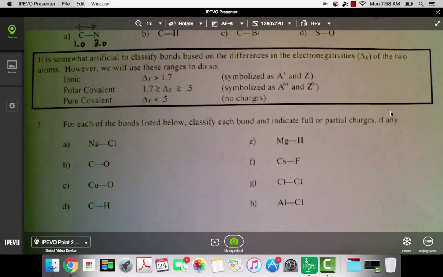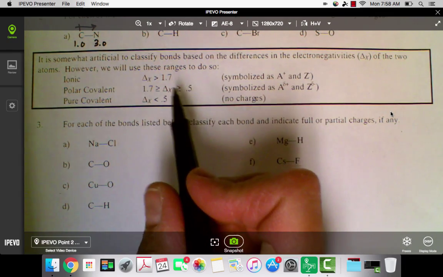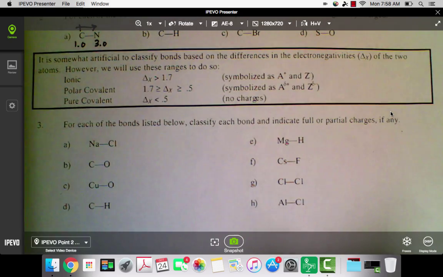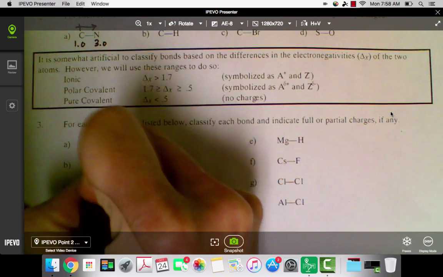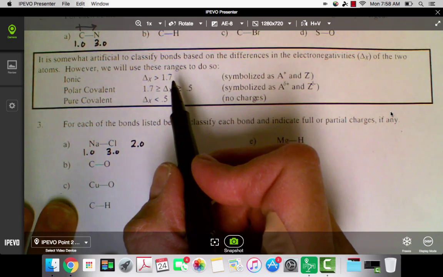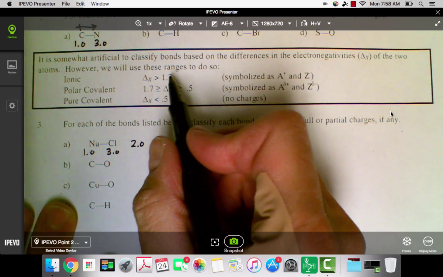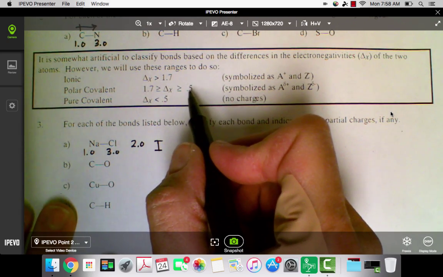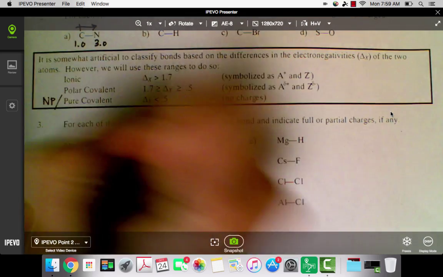Okay, the bottom part here is another important section that's on your exam, and it has to do with taking the differences of the electronegativities, looking at the chart, and then determining what kind of bond is occurring based on electronegativity difference. So let's do 2 of those. Let's do Na and Cl. Na is 1.0, Cl is 3.0. The difference is 2.0. According to our chart, if it's greater than 1.7, it's ionic. If you go back to our chart, anything in between 1.7 and 0.5 is polar covalent, and anything lower than 0.5 is nonpolar or pure covalent.